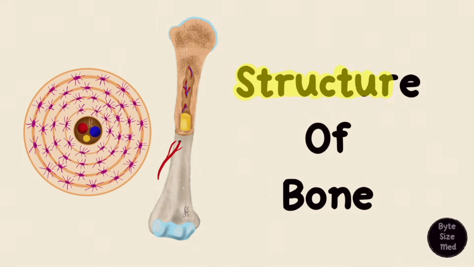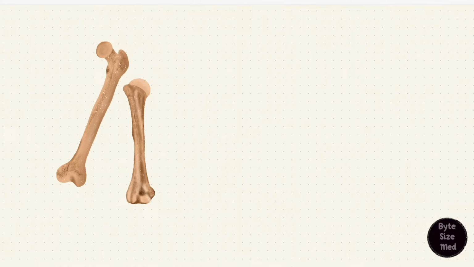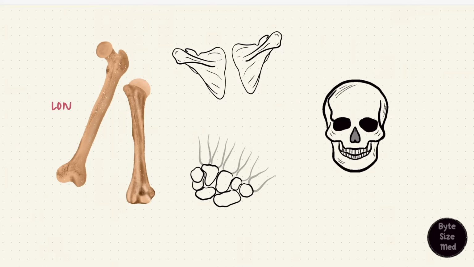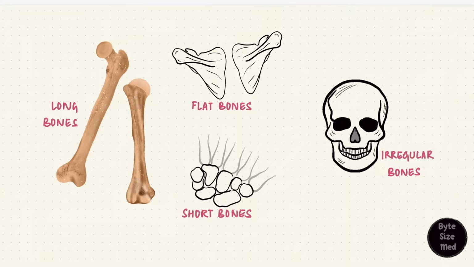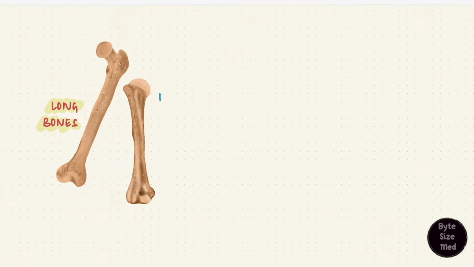This video is on the structure of a long bone. There are different types of bones in the body, and based on their shape, they're classified as long, short, flat, or irregular bones. But to study the structure of bone, we usually use a long bone like the humerus or the femur.